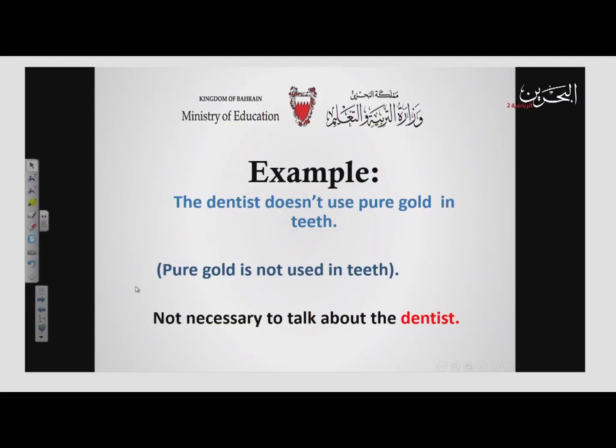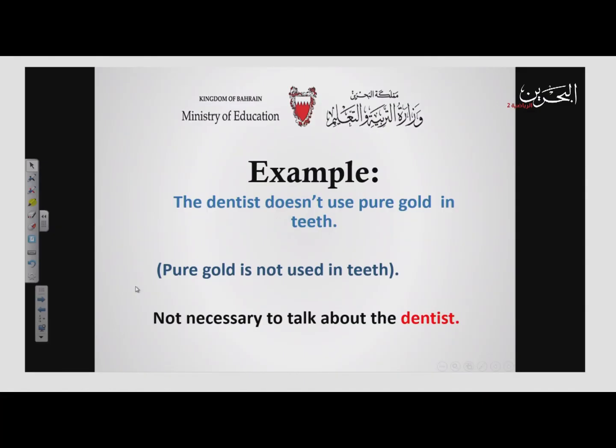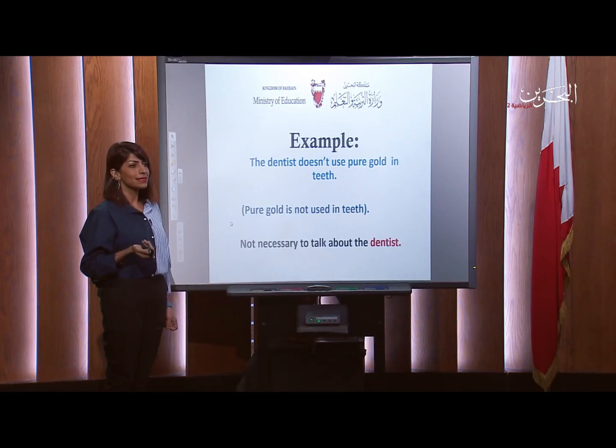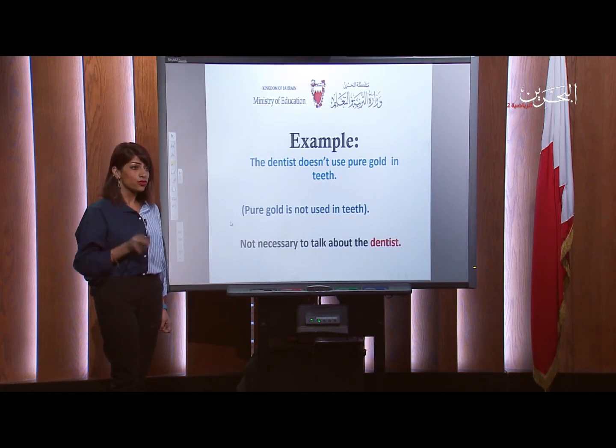Here is a very important and easy example. The dentist doesn't use pure gold in teeth. Now, this is a fact, but I can omit the dentist. I can just say pure gold is not used in teeth. In this case, I have cancelled or omitted the dentist, and it doesn't make any difference because what I am concentrating on is the action itself, not the doer.